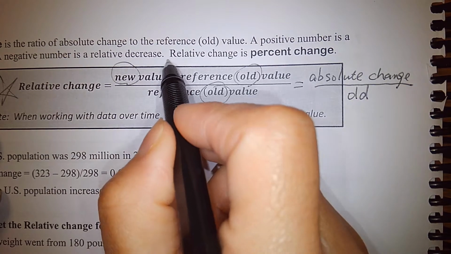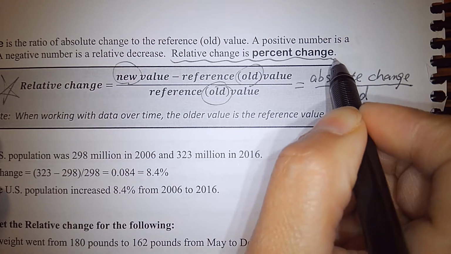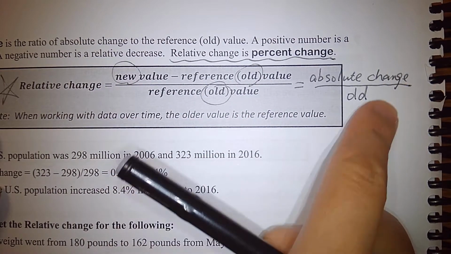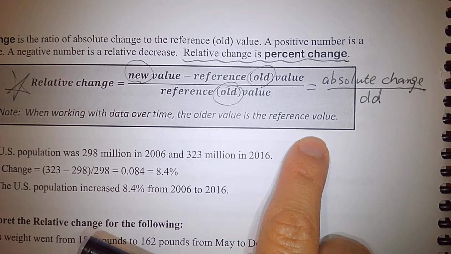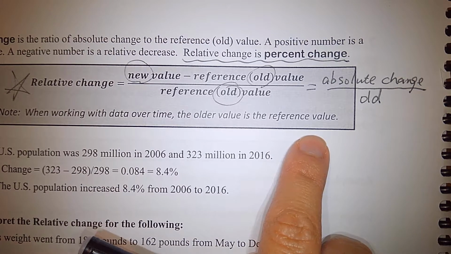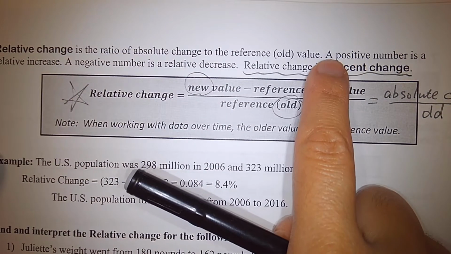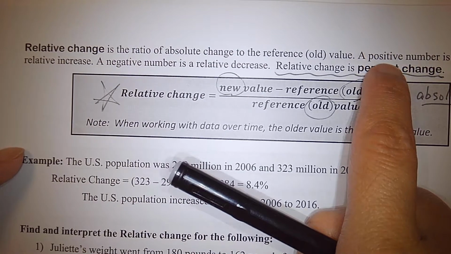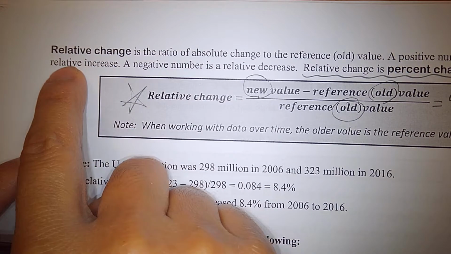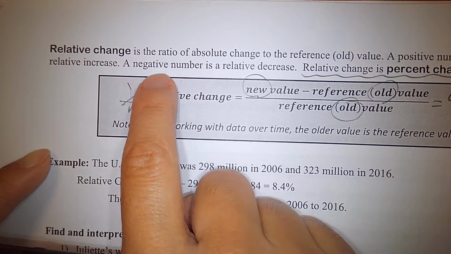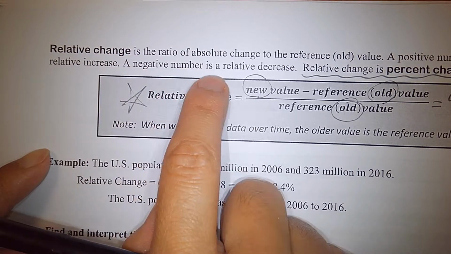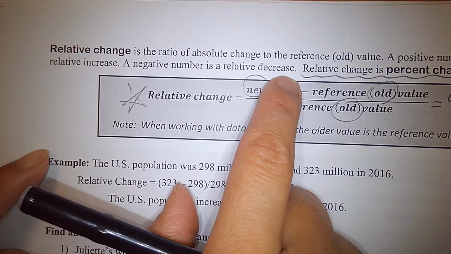And here, relative change is what? A percentage change. It means the result from this relative change will be a decimal number. Most of the time you'll get a decimal number, and that decimal number will give us a percent. If we have a positive result, we say we have a relative increase. If we have a negative result from the relative change, we say we have a relative decrease.